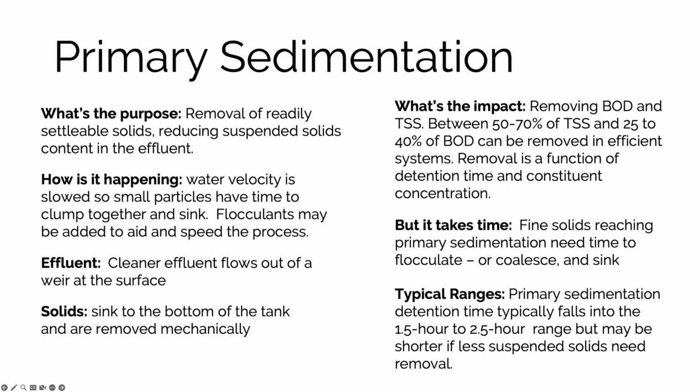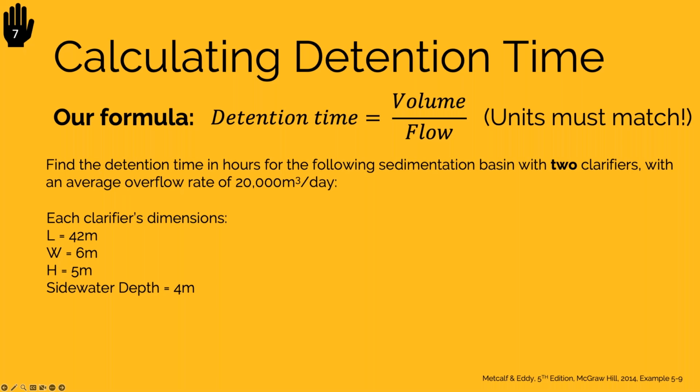Typical ranges for a rectangular tank like this might be in the 1.5 to 2.5 hour range. Might be shorter, might be longer, depending on what your system actually needs and the level you're trying to treat to. So knowing what's going on in the process can help you figure out how to answer the question, because you can visualize in your head what's going on. So let's calculate a detention time.